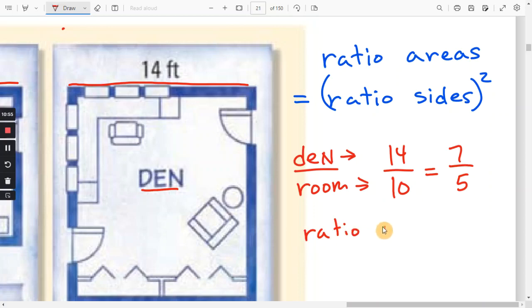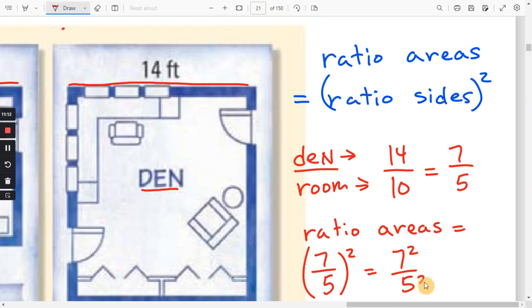And the ratio of the areas is going to equal that squared. So it's going to be 7 over 5 squared. You square them individually, top and bottom. 7 squared over 5 squared. And that's going to be 49 over 25. Okay. Remember, the den is in the numerator, room is in the denominator.